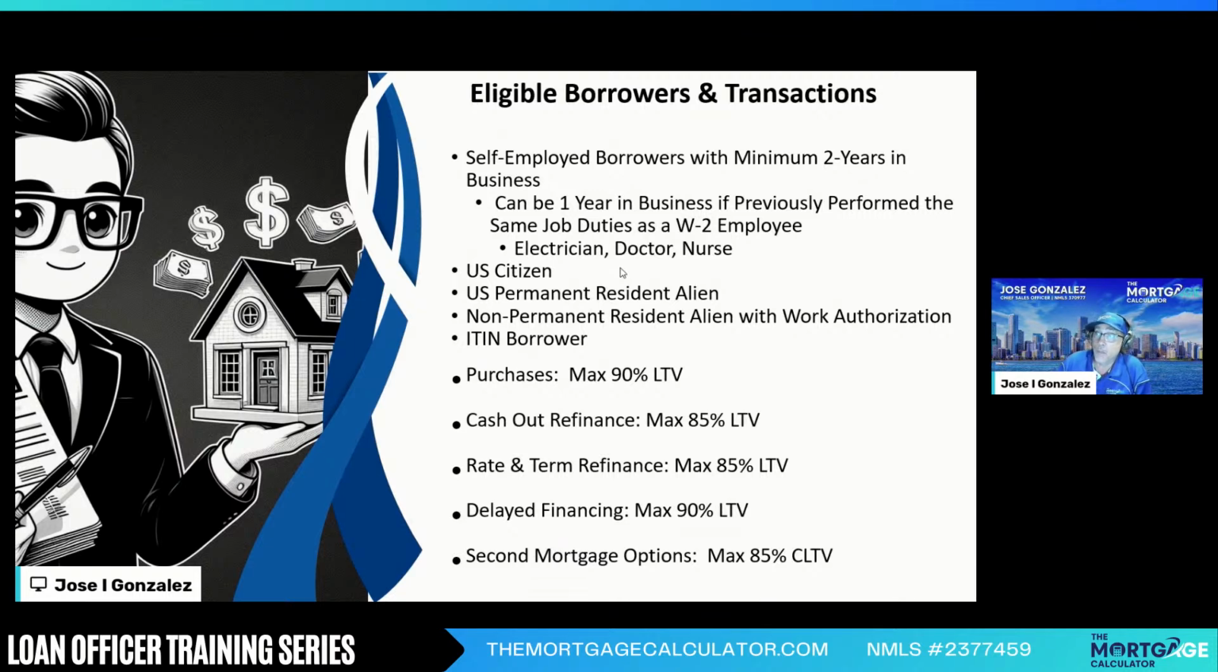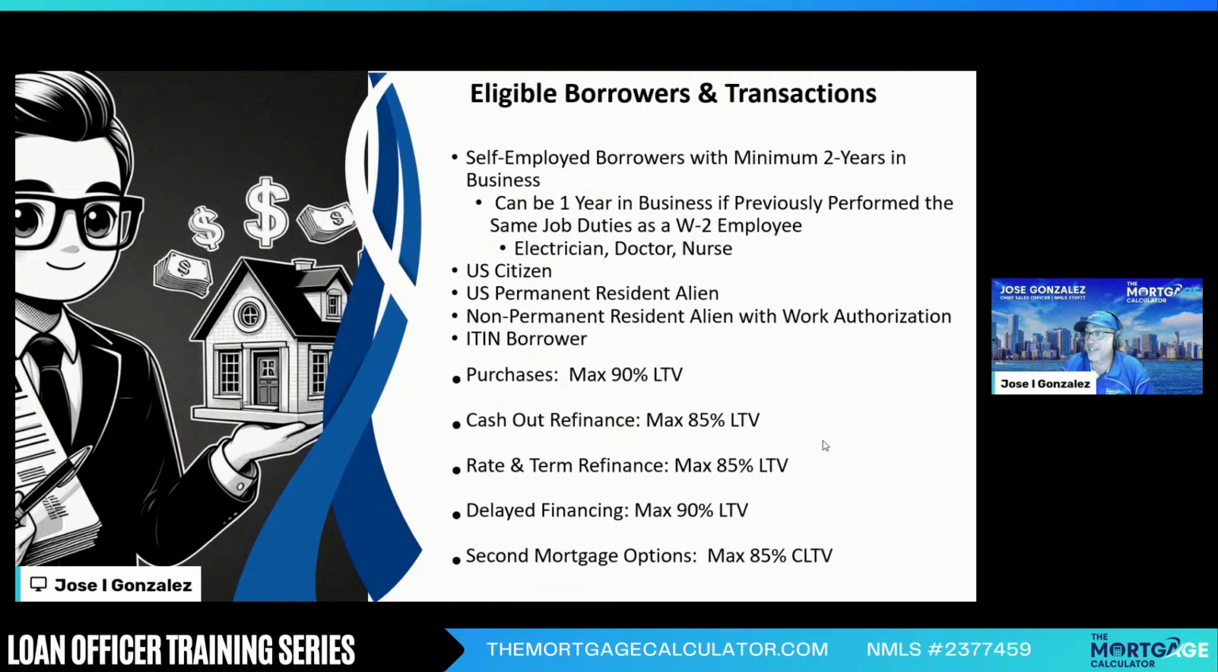Now, our eligible borrowers, as long as they're self-employed, you're looking at U.S. citizens, U.S. permanent resident aliens, in other words, green card holders, and non-permanent resident aliens with proper work authorization, to generate the bank statements and to have legal status here. That makes them a non-permanent resident alien as opposed to an ITIN borrower.